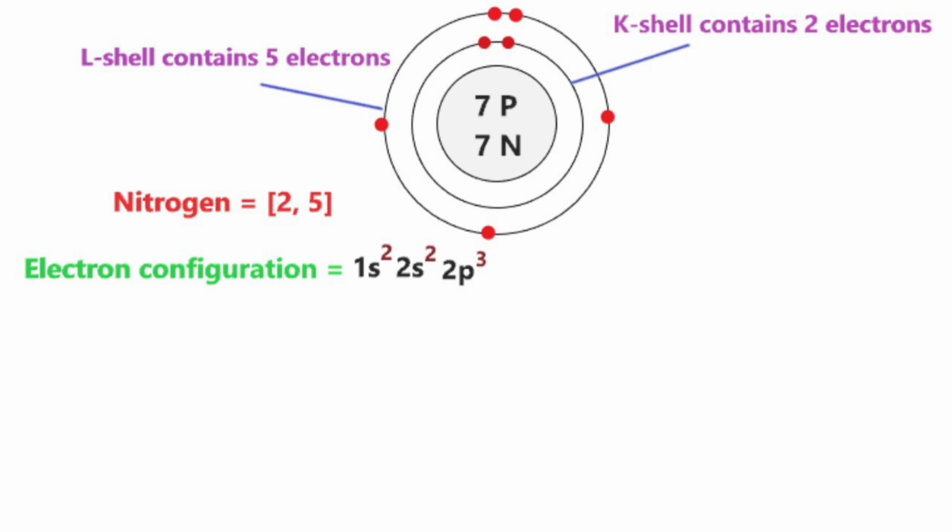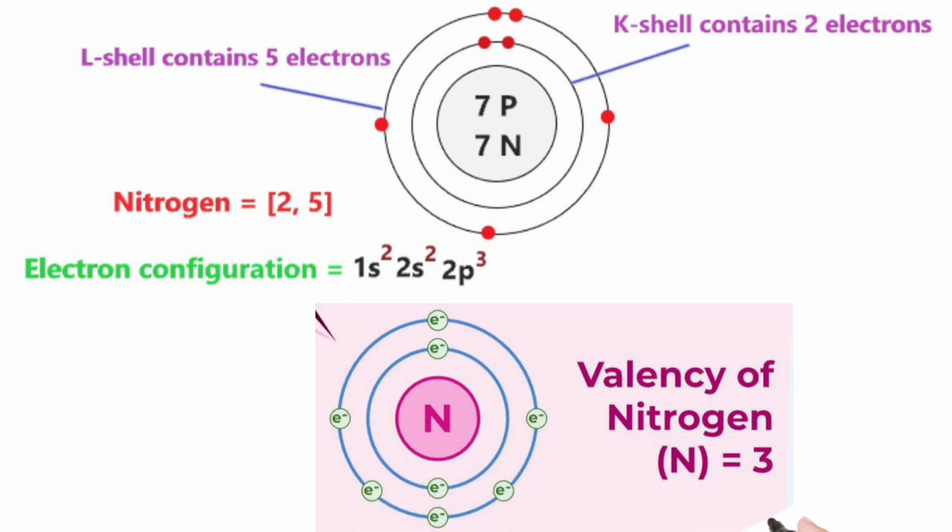The last shell is called the outermost shell. So, the L shell is the outermost shell of nitrogen. In the outermost shell, the total number of electrons are called valence electrons, and the unpaired electrons in the outermost shell are called valency. So, nitrogen valence electrons are 5 and nitrogen valency is 3.